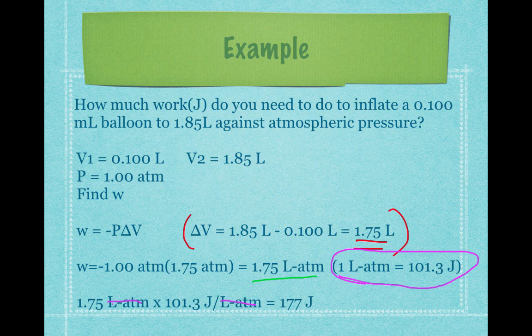Now I should have actually carried through my negative sign. I forgot to do that here. So I would have had a negative there, negative 1.75, and I get negative 177 joules of work, which indicates that work was done on the surroundings by the system.